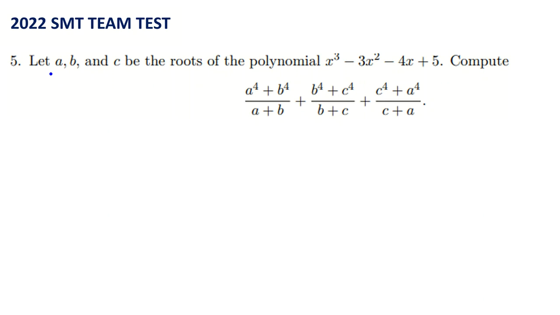Okay, so let's read the problem. These exams are useful for your CV for applying to university. So let's start and solve this problem. Let a, b, and c be the roots of the polynomial x cubed minus 3x squared minus 4x plus 5.